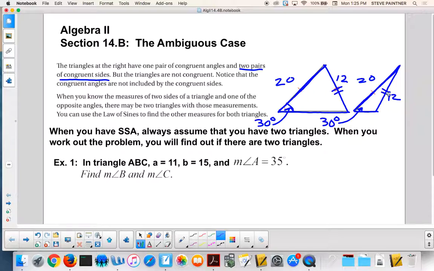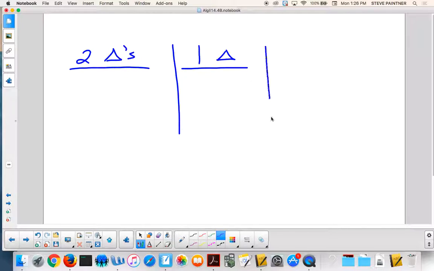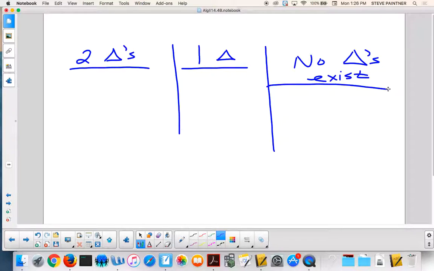So would you please make a picture for yourself up there? Slide way up to the top and draw 3 pictures. The 3 pictures are, when would I have 2 triangles? When would I have 1 triangle? And when would I have no triangles exist? Okay?